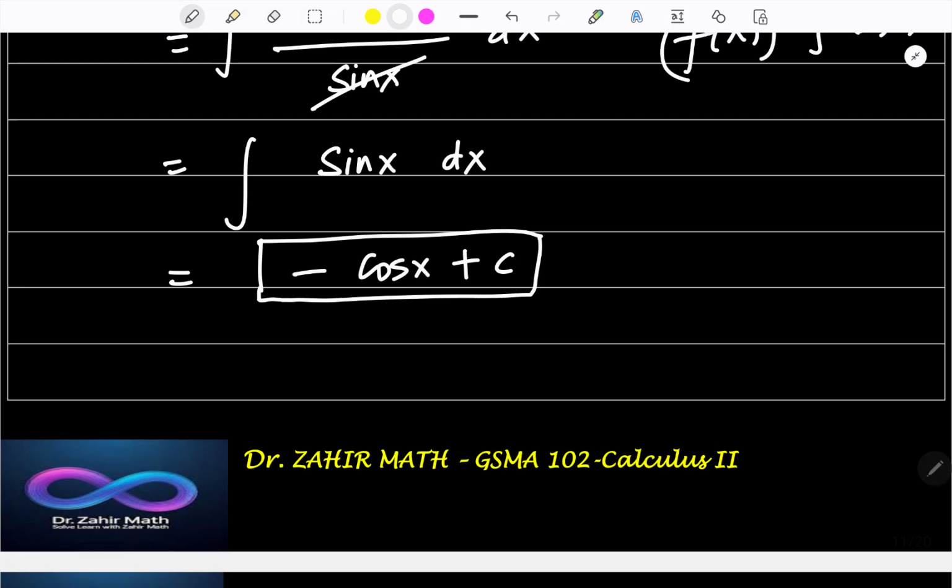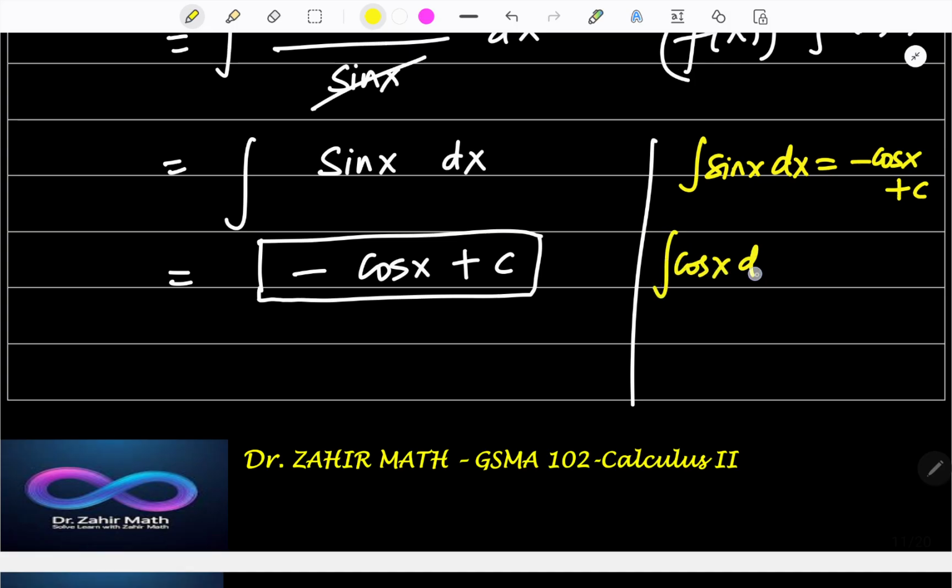Formulas you need to memorize. Formulas will not be given in the examination. So you have to memorize all these things. So we already studied integral sine theta or sine x is negative cosine x plus integrating constant c. And integral of cosine x dx is equal to sine x plus integrating constant c. Clear all of you? Right.